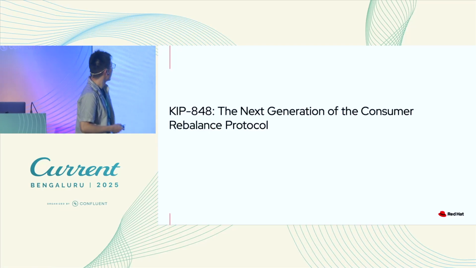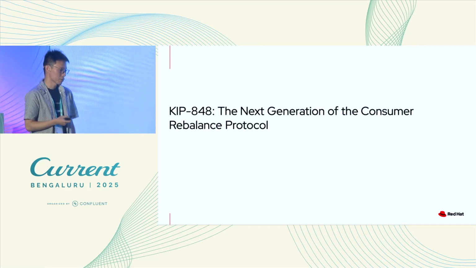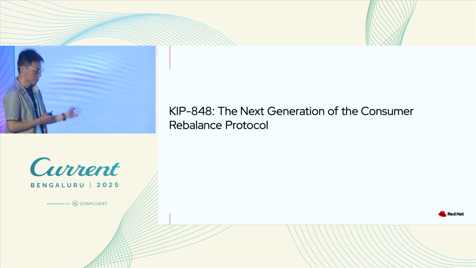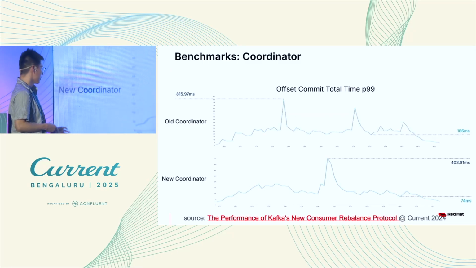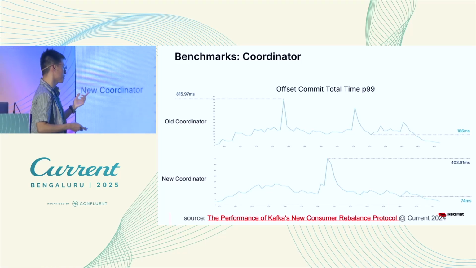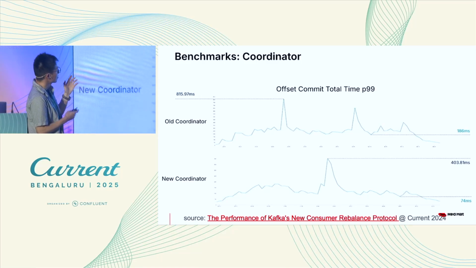Okay. The next important change: the next generation of the consumer rebalance protocol. Let's take a look at some benchmark diagrams. By the way, this comes from Current 2024. So if you are interested in more detail, you can check this talk by David, the author of this KIP. And you can see, after adopting the new coordinator, the offset commit time is reduced from 800 milliseconds to 400 milliseconds. So it's a huge improvement.